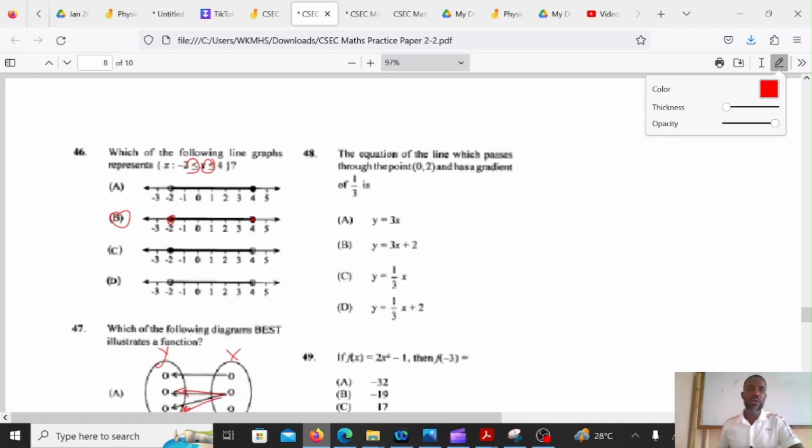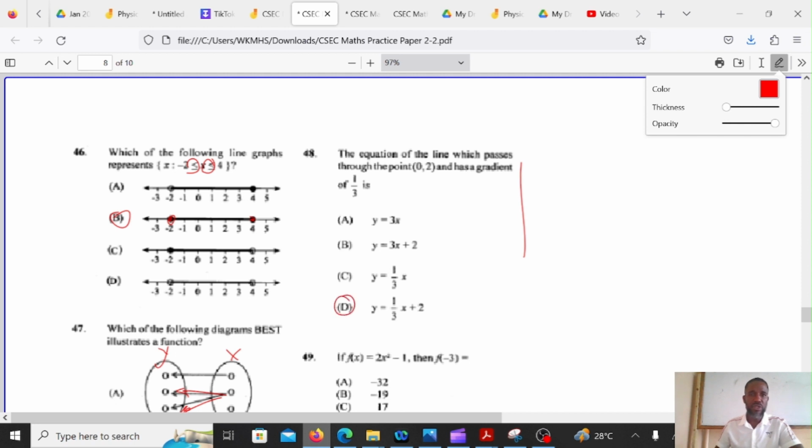Now, the equation of the line which passes through the point (0, 2) and has a gradient of 1/3 is... our answer here is D. I'm going to show you why it is D. The equation of every straight line is y = mx + c, where m is the gradient and c is the y-intercept.